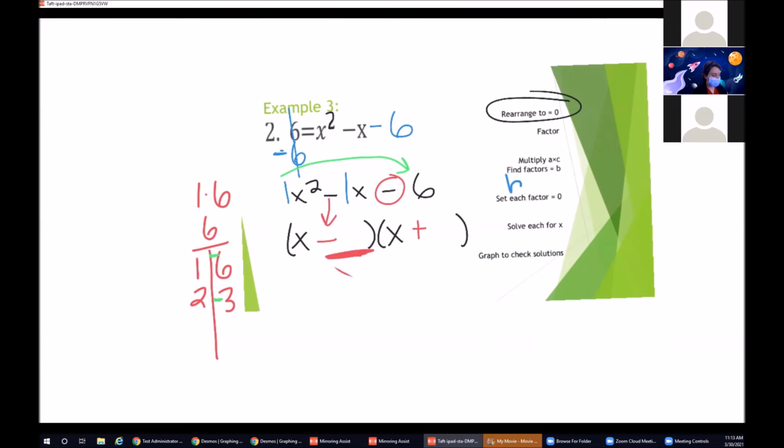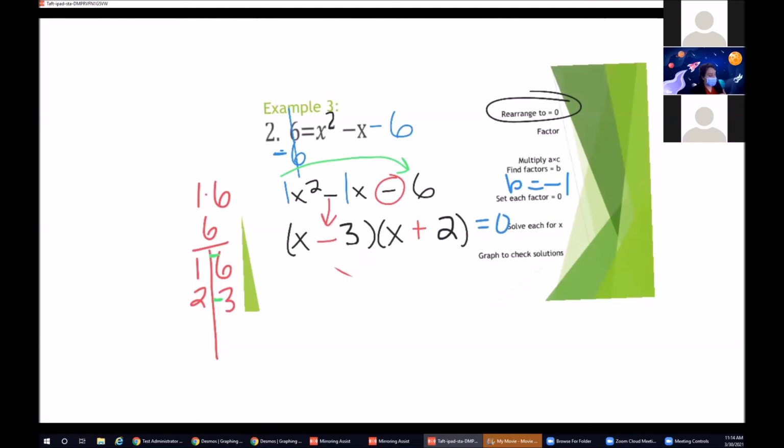And what number are we looking for? What's our B value? -1. So which two numbers, when you add them together, give you -1? 3 is negative, 2 is positive. Do we need to divide by A here? Our A value is 1, so does that change anything? Nope. So let's just leave it like that. Set it equal to 0.